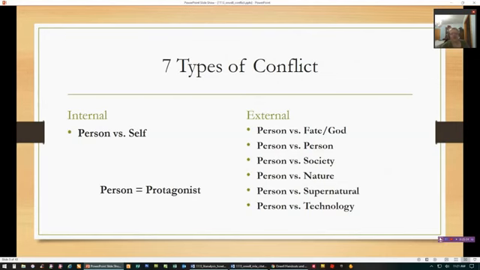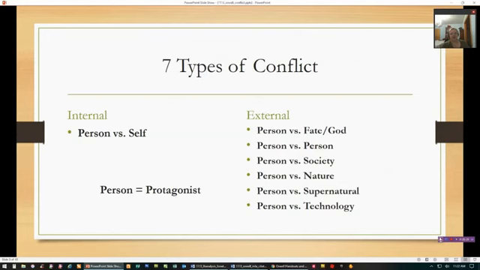Person versus supernatural. Sometimes this supernatural is now added to the fate slash God category, because we think of anything that is not of this world. We think of things like fate or deities as not really being in the world with us. They are external to it. But definitely supernatural is otherworldly. It could be aliens. It could be ghosts, right? And then person versus technology. This is where this thing is maybe man-made. It's not nature. It's something that has been created.